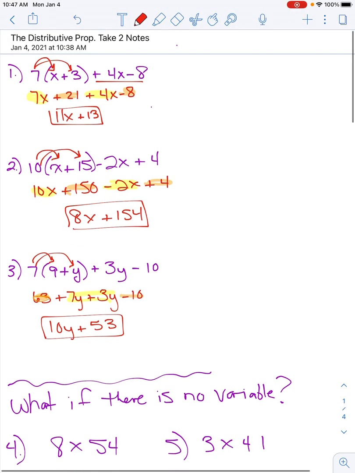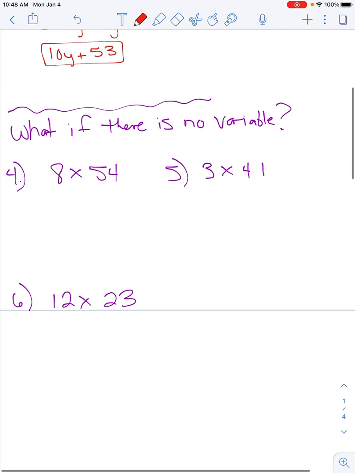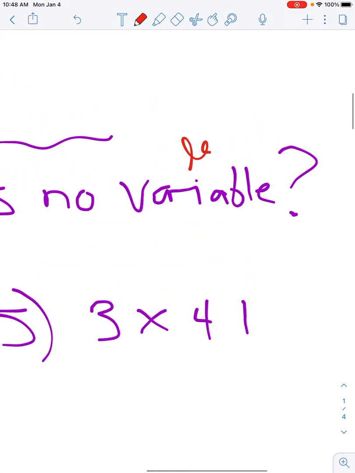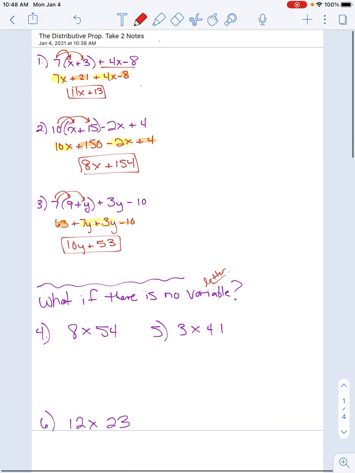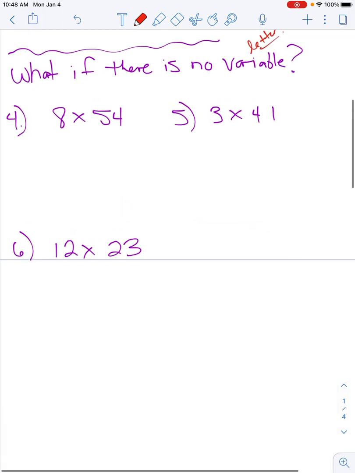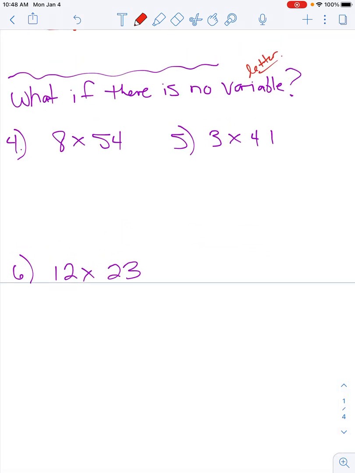Okay, so that part was review from the previous day of notes. What's going to be new today is what if there's no variable? Remember, a variable is a letter. Okay. So if you go ahead and look at numbers 4, 5, and 6, there's no letters. There's no A's or X's or Y's, okay? So instead of just traditionally doing 8 times 54, doing traditional math, we're going to use the distributive property, okay? So go ahead and write down those 3 problems and then unpause.